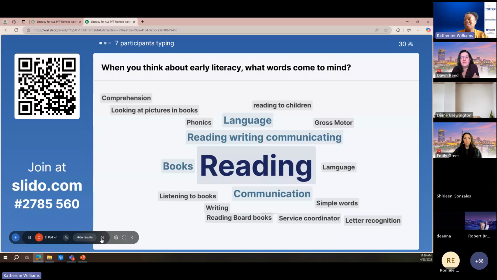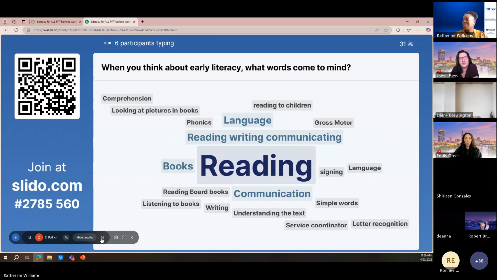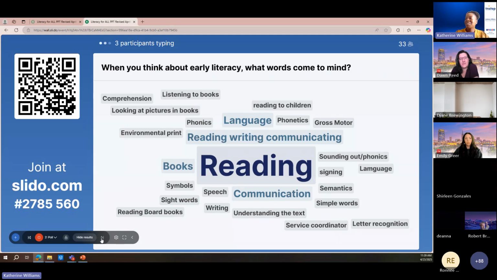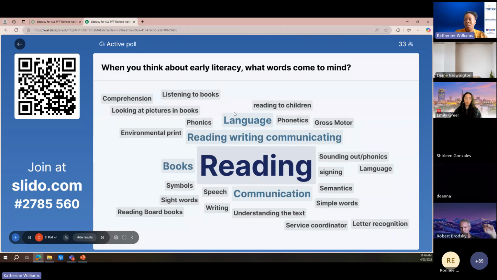Gross motor, I like that. Understanding the text, sight words, signing. I was looking for someone to say signing. Environmental print, we'll be talking about that today too. Phonetics, great. I'm wondering if that came from a speech language pathologist. Okay, that's awesome. So I'm very happy that we're starting with this basis already of what you think about when you hear early literacy, because all of these components we will actually be going over today.